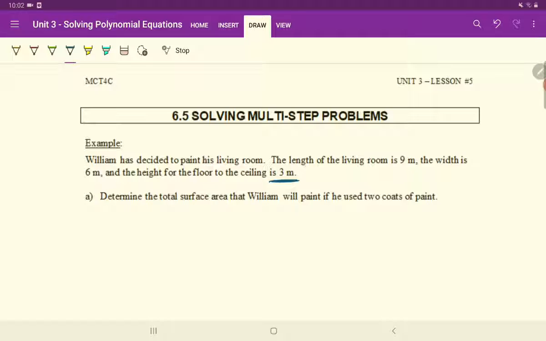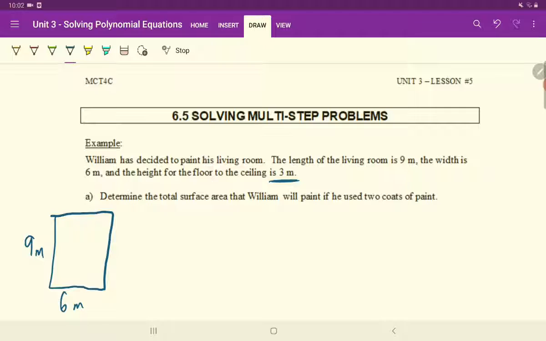So we need to determine how many walls are being painted, what the size of the walls are, and the number of those walls. We don't necessarily need to paint the ceiling. Let's leave the ceiling as is and only paint the side walls. The length of the living room is 9 meters. Let me just draw the room here. Let's call that 9, let's call this 6 meters, and then the height from the floor to the ceiling is 3 meters.